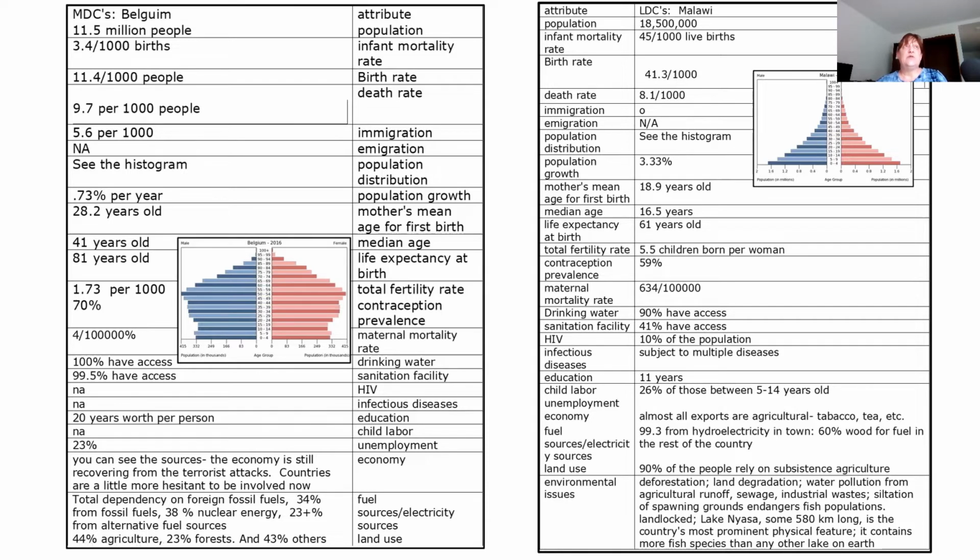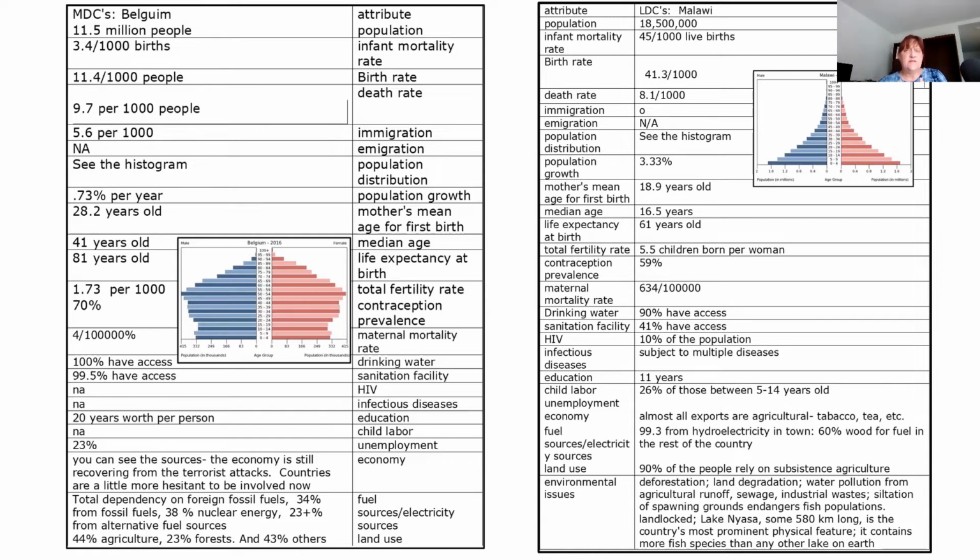exhibited by, they usually have good health care. So they have a longer life expectancy. Their death rate is down. There's education. So as you see in Belgium, the mother's mean age at first birth is 28 years old. So she's gone on to something before deciding to start a family. They have access to clean drinking water. Infectious diseases are really not even a factor, that's represented in the numbers of illnesses and deaths.